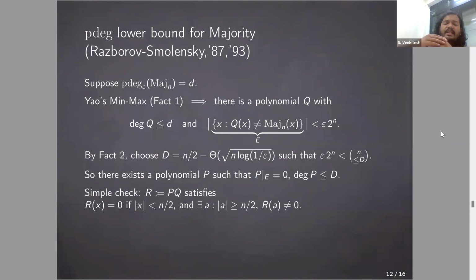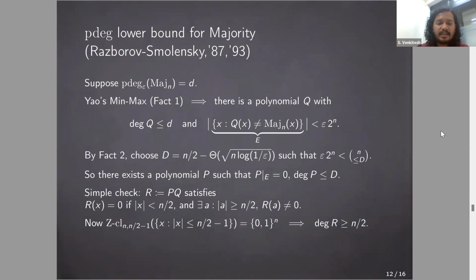However, it's non-vanishing as a function on the upper half. So there is at least one point with Hamming weight at least n by 2, such that R is non-vanishing at that point. This is very easy to check just by looking at vanishing and non-vanishing properties of P and Q. So what does this say? Now comes the popular contrapositive way of looking at closures. The closure statement here is the following. If you look at the Hamming ball of radius n by 2 minus 1, then the degree n by 2 minus 1 closure is full.